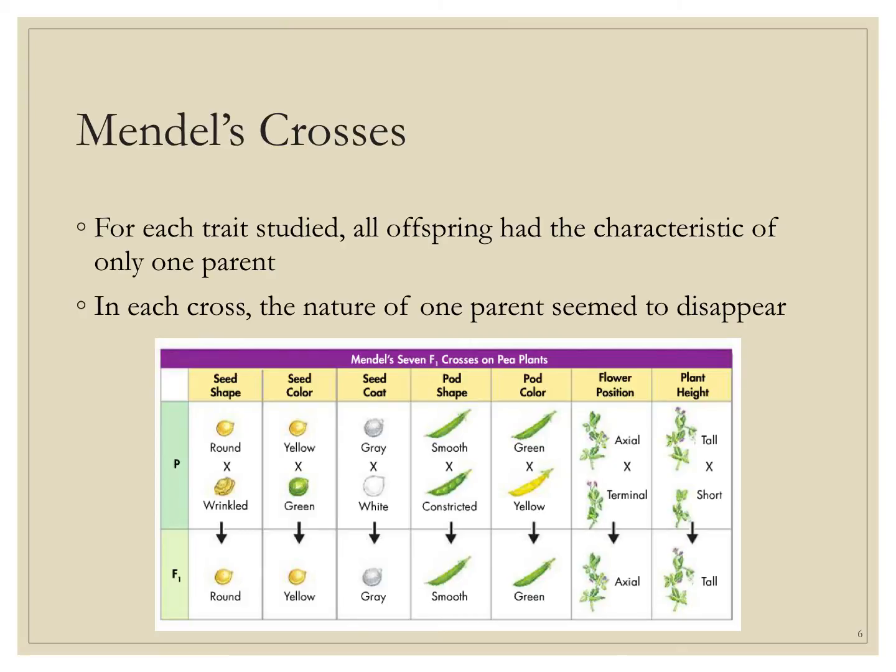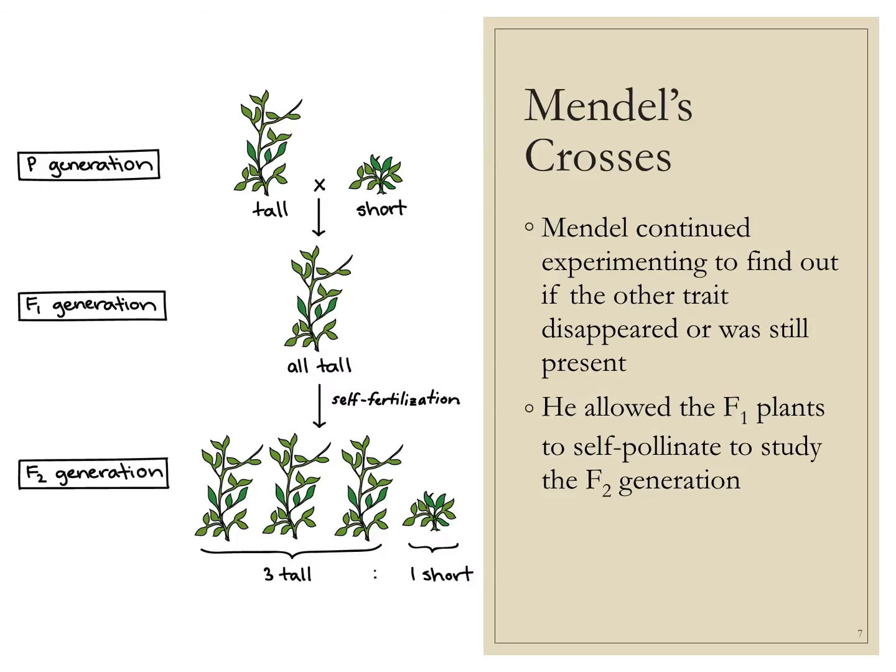So in his F1 generation, what he found was that instead of those traits kind of blending to get a mixture, he saw only one specific trait was carried on. So for example, seed color. He crossed a yellow pea with a green pea, and all of his offspring were yellow. So in his crosses, he said the nature of one parent seemed to disappear in the first generation. So he was curious what happened to that trait.